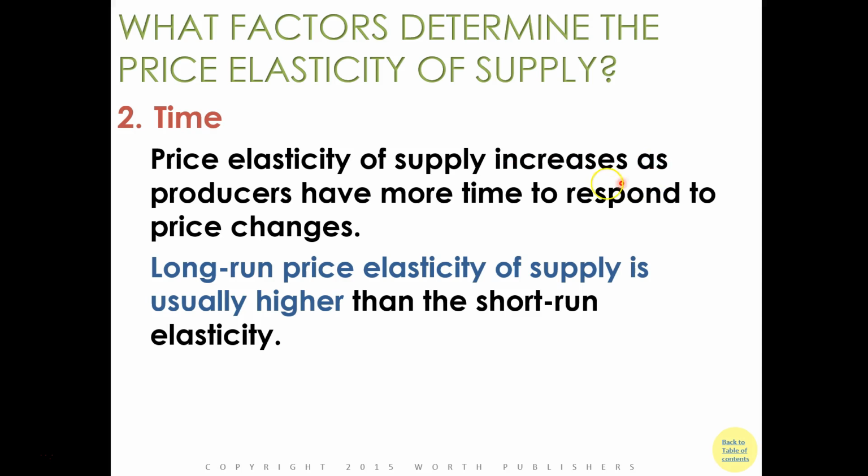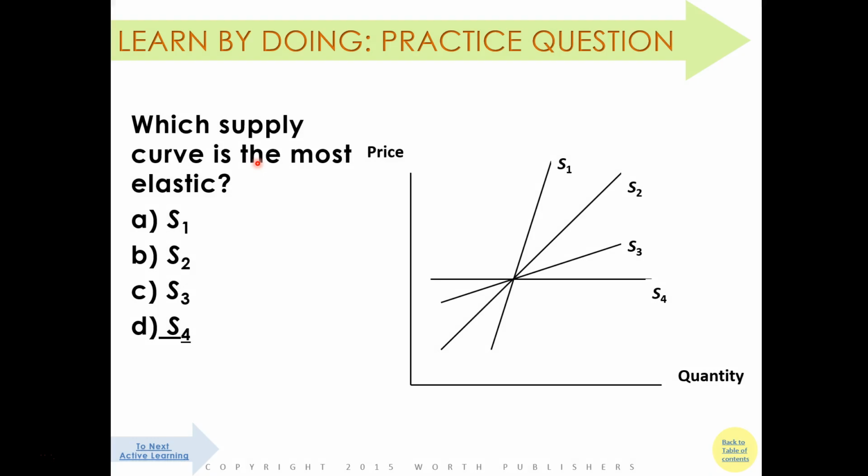Time. Price elasticity of supply increases as producers have more time to respond to price changes. Long-run price elasticity of supply is usually higher than short-run price elasticity of supply. All that means is that if you have more time to respond to a price change, you're going to be able to absorb some costs, or understand that in the future it's going to go lower, and so I might change my costs now in order to produce later. So given time, it will change the elasticity of the supply curve in general.